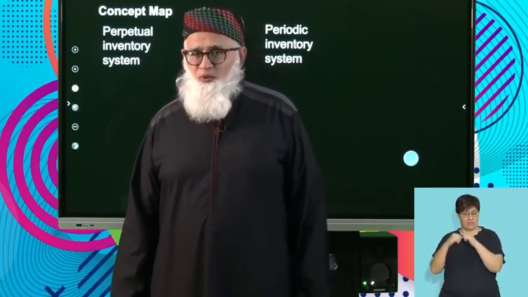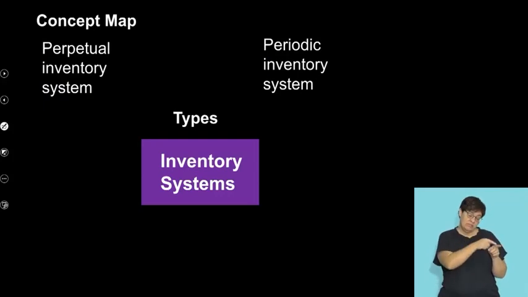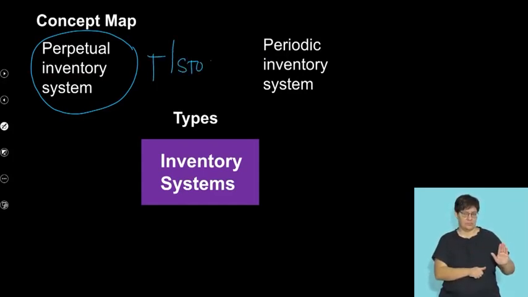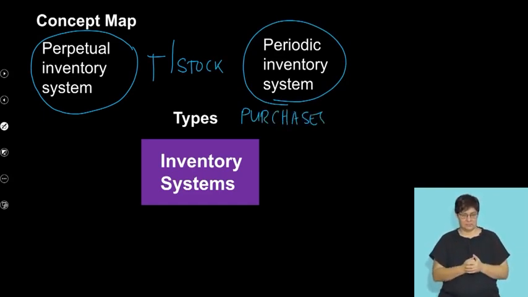A quick tip, once again: remember when we're using the perpetual inventory system, we always make use of the trading stock account. And if we're using the periodic inventory system, we make use of the purchases account. Clearly you can see a difference between the two stock systems.